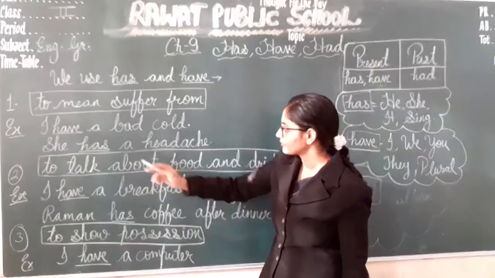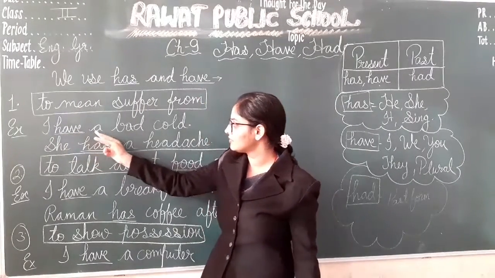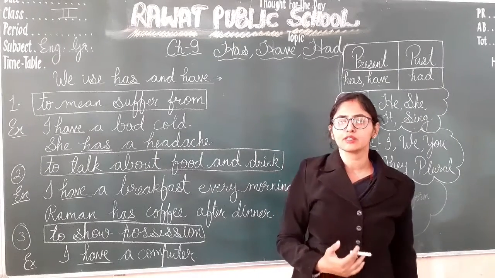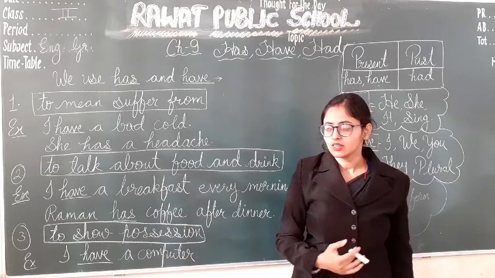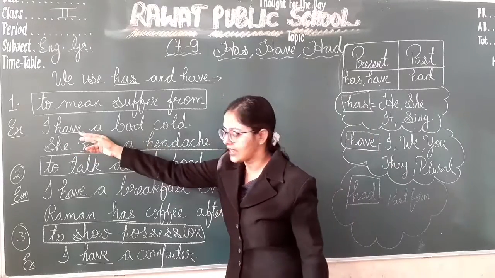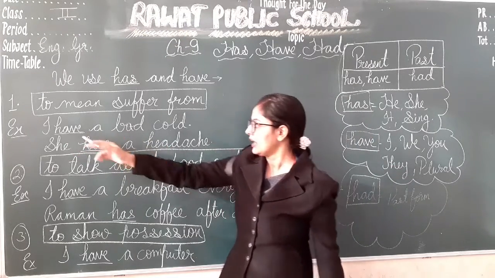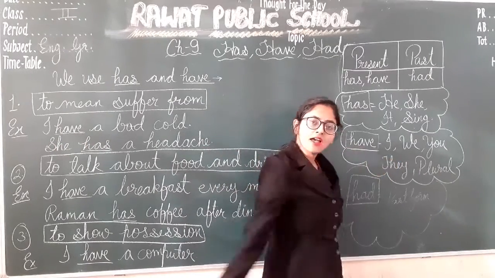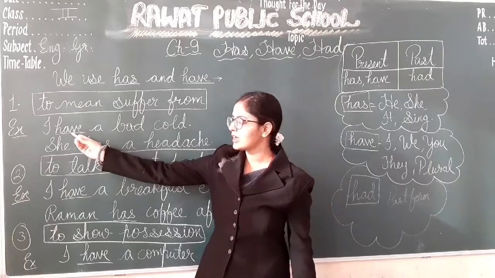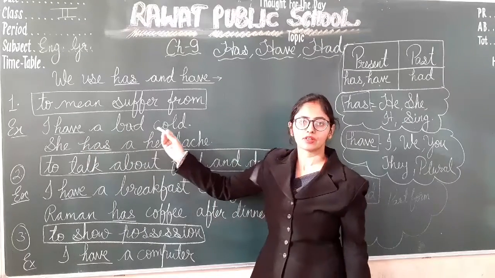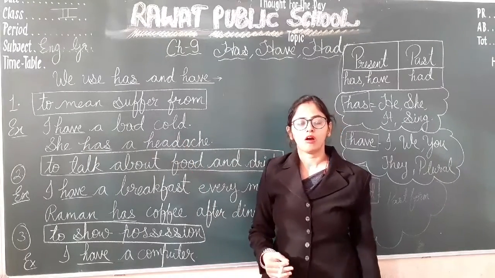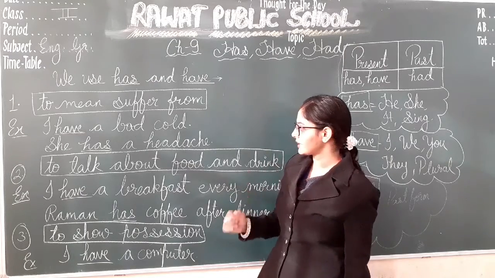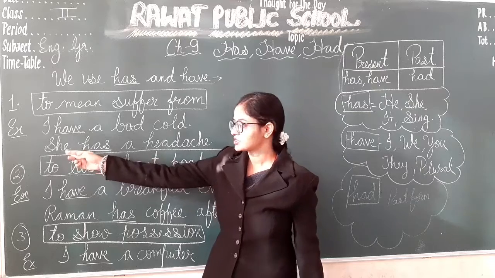For example, I have a bad cold means जब आपको बहुत ठंडी लगी है, जुकाम हो रही है, that time you can say I have. You can use have. Okay. I के साथ क्या यूज होता है? We have seen with I we use have. So I have a bad cold. मुझे बहुत ज्यादा जुकाम हो रही है, ठंडी लगी हुई है. Understand?